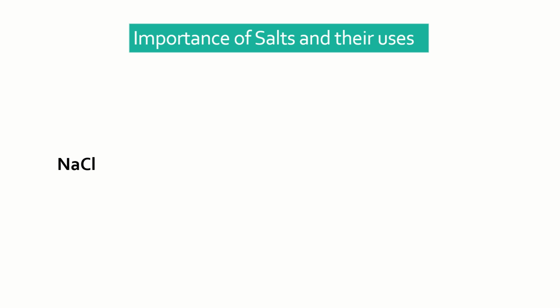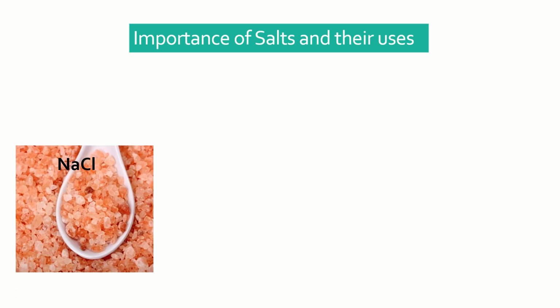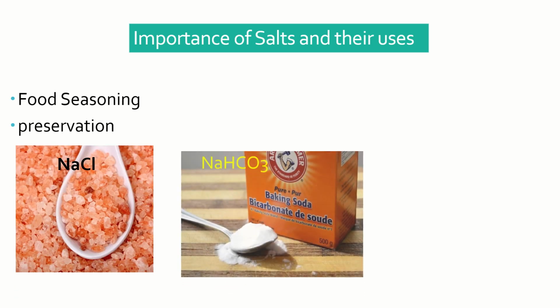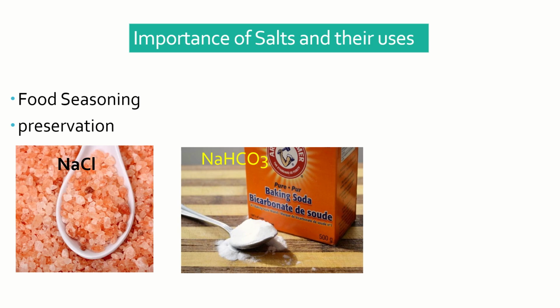Next is the importance of salts and their uses. The first example is sodium chloride salt, which is used for food seasoning and preservation. Second is sodium hydrogen carbonate, that is baking soda. It is used as an antacid. Whenever you have an acidity problem, you can take baking soda for neutralization of the acid in your stomach. It is also used for cooking.